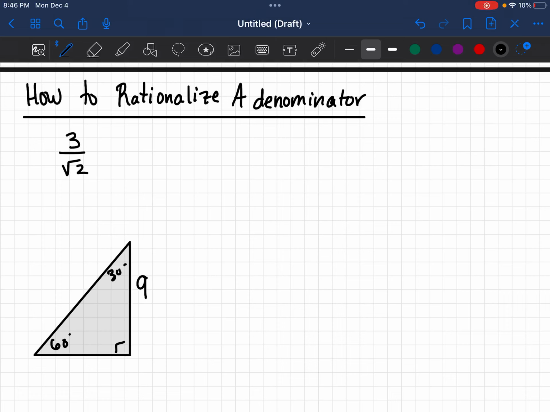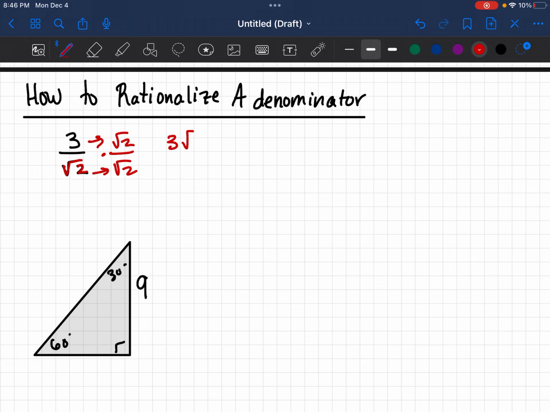In this video, we are going to learn how to rationalize a denominator, which means removing the radical sign from the denominator. So to do that, we are just going to multiply the top and the bottom by this value.